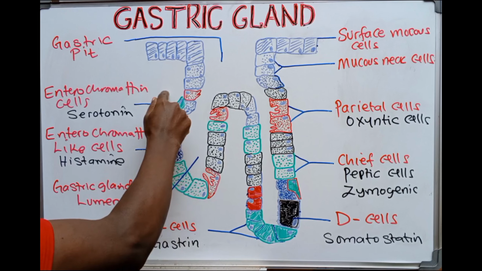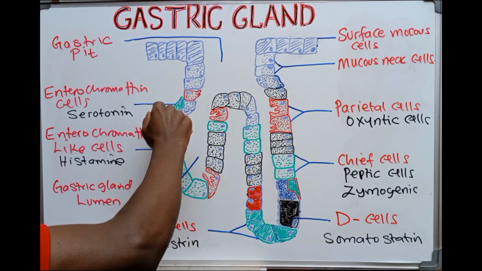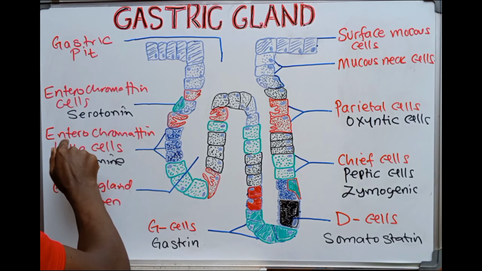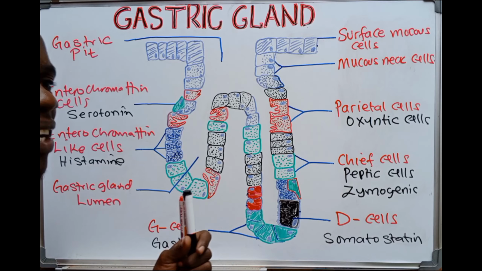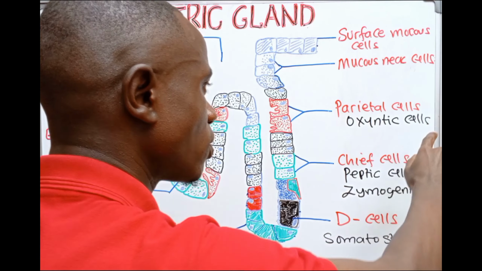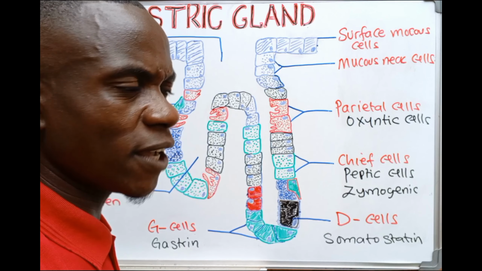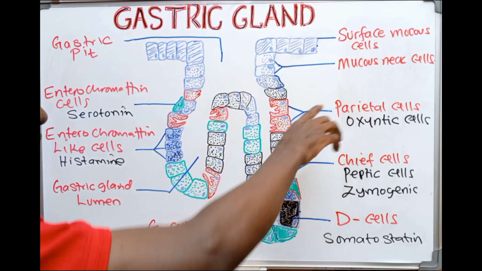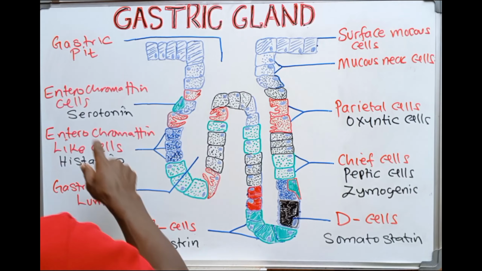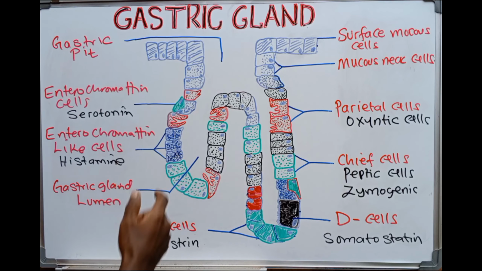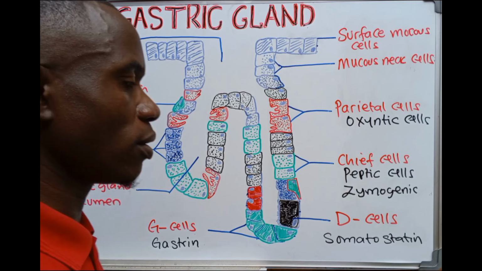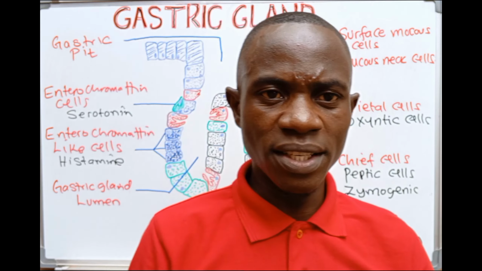Then we also have the other enteroendocrine cells. These ones here are the enterochromaffin-like cells. They produce histamine that stimulates the parietal cells through the Gs stimulatory pathway, leading to synthesis of hydrochloric acid. Then we also have the enterochromaffin cells that produce serotonin. So now this covers the gastric gland.